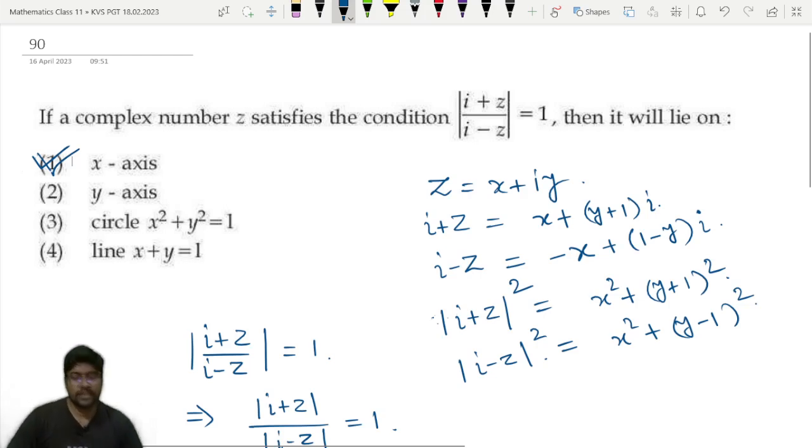So okay, these were the first 10 questions of the KVS PGT mathematics paper. In the next video we will discuss the next 10 questions, and in that way we will complete all the 100 questions in 10 videos.